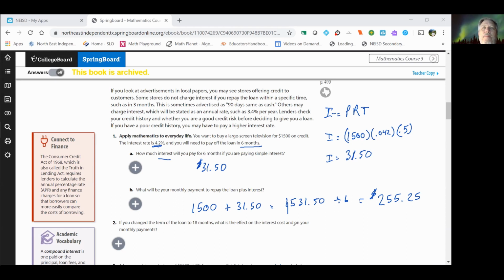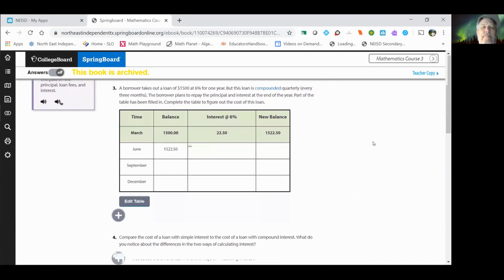But what's going to happen with the monthly payment? Certainly, if you take an amount that you have to pay and pay it over more months, it's probably going to go down. That's the advantage of taking more time to pay off a loan, is you can lower your monthly payment.